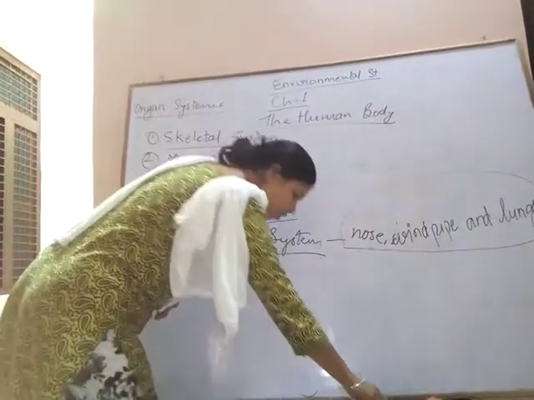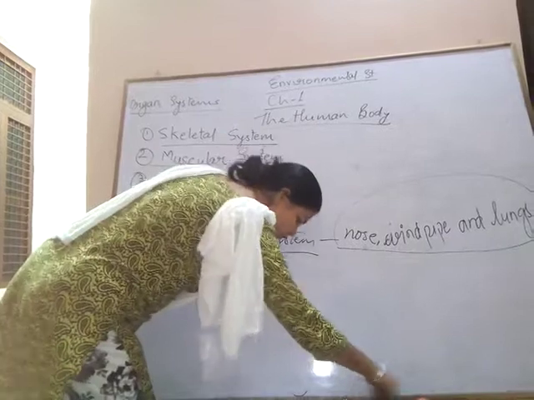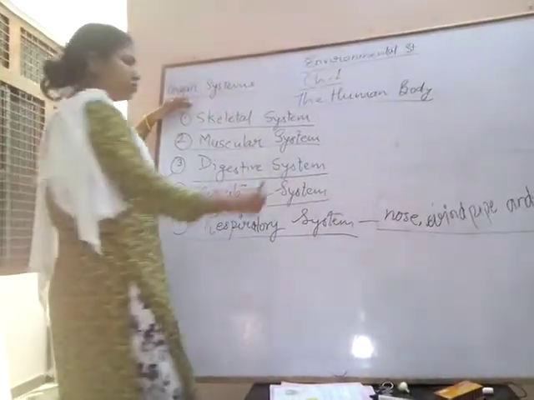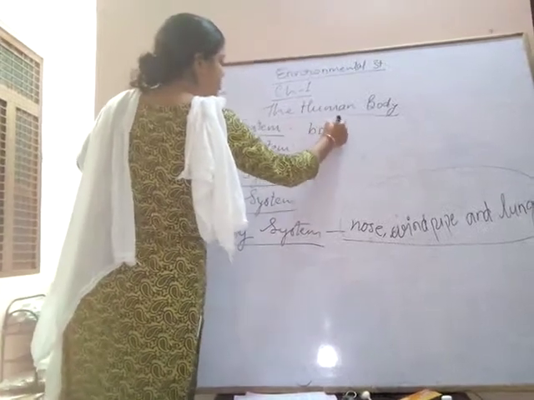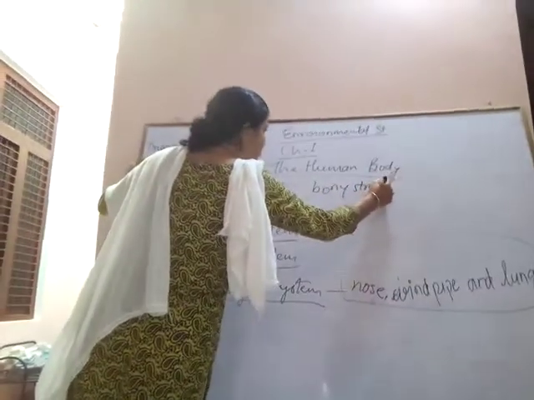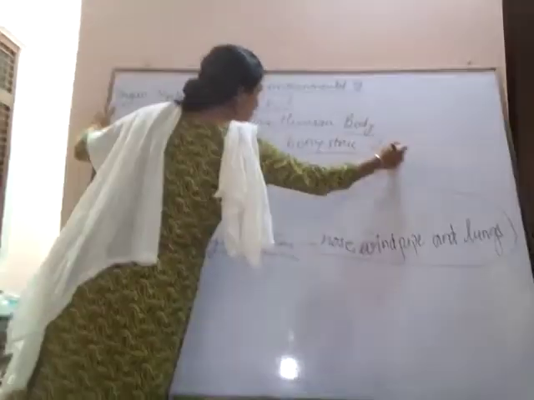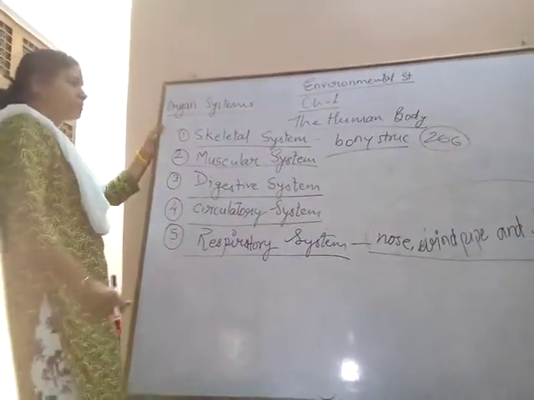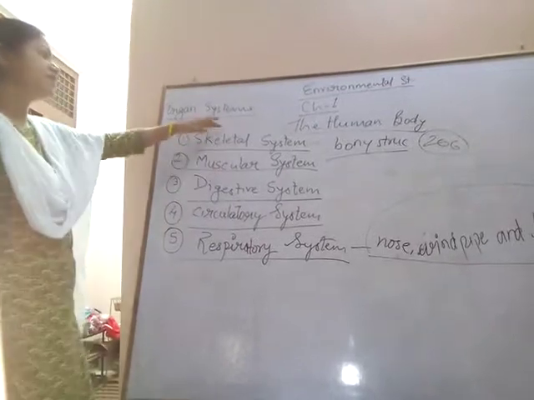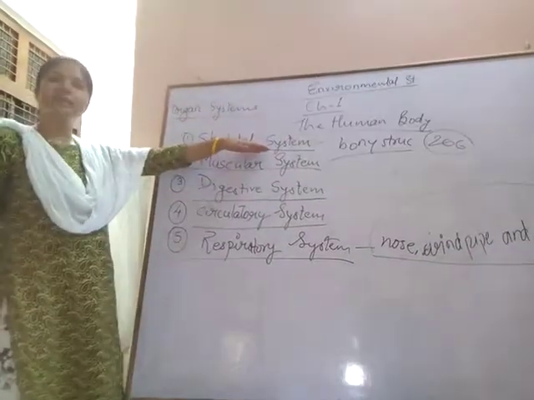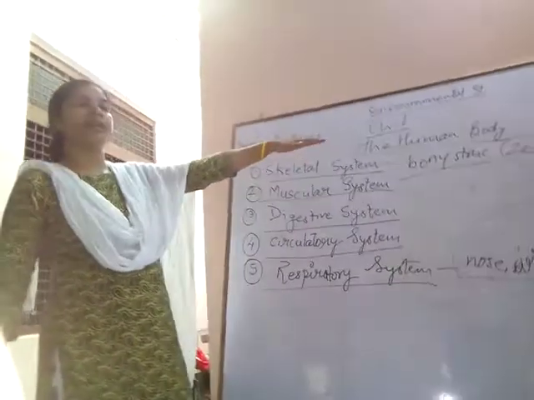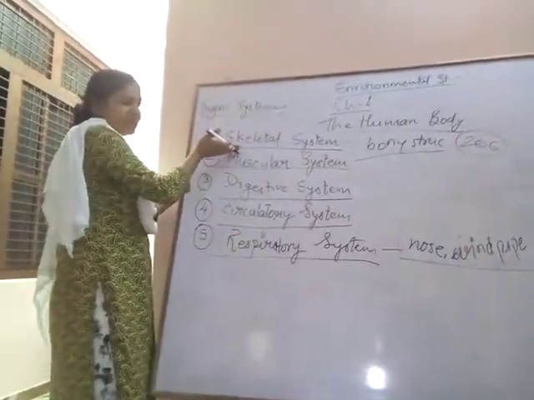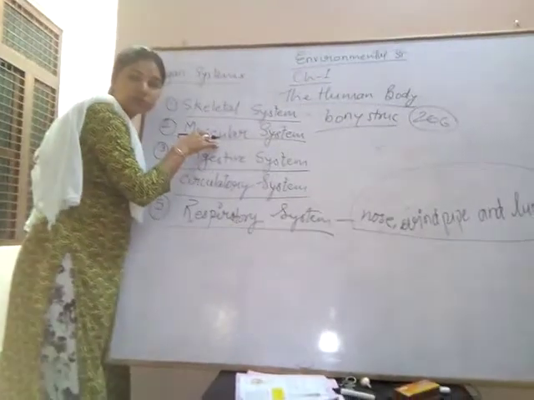Okay. So what we have done in this video: skeletal system, the bony structure of our body. And how many bones do we have? We have 206 bones when we grow up. Muscular system, it covers the skeletal system, and the skeletal system provides shape to our body. The muscular system helps us to move.